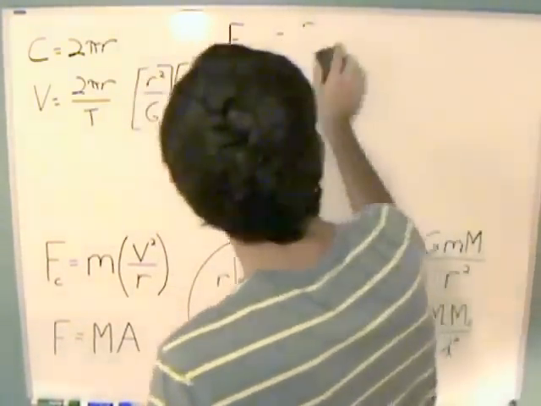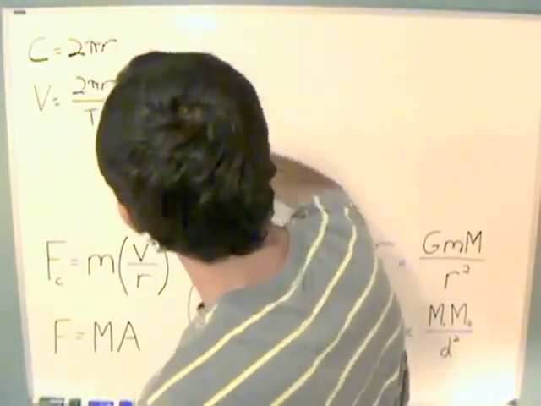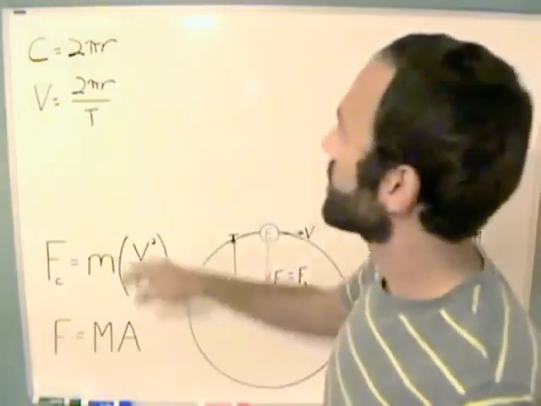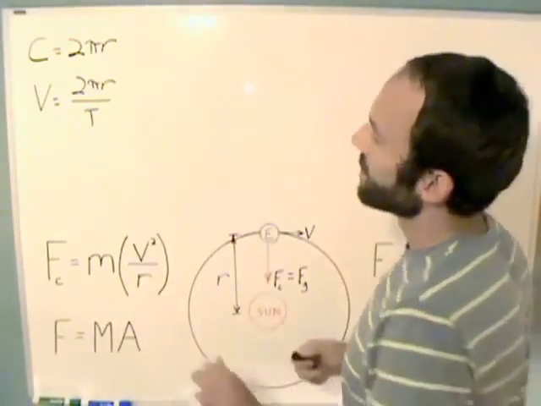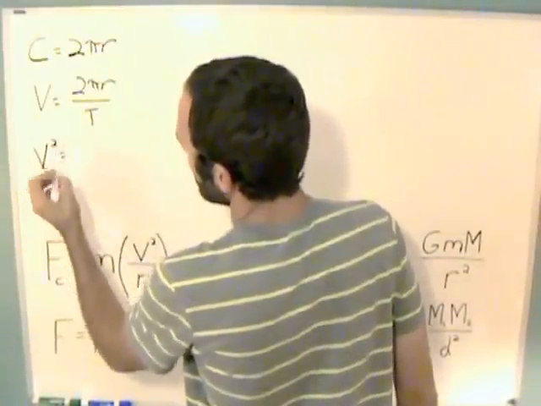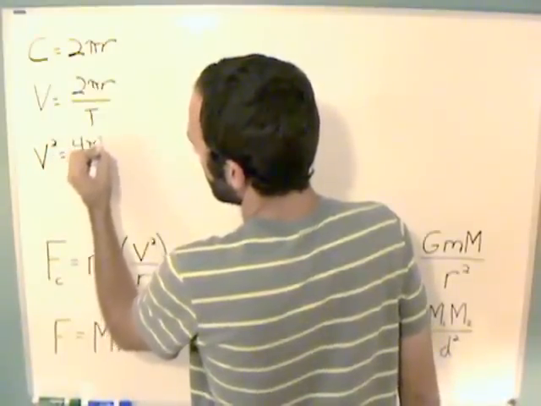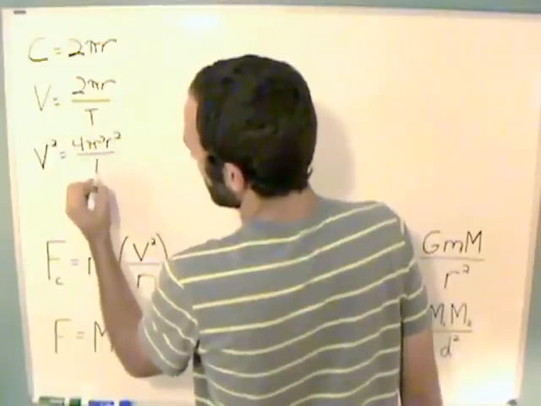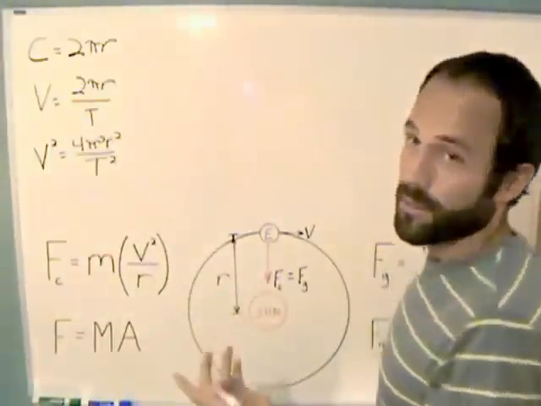Get that equation back up here. What people have realized is that since V is equal to 2 pi r over the period, you can say V squared is equal to 4 pi squared times r squared over the period squared. See, it's just this times itself, squared.